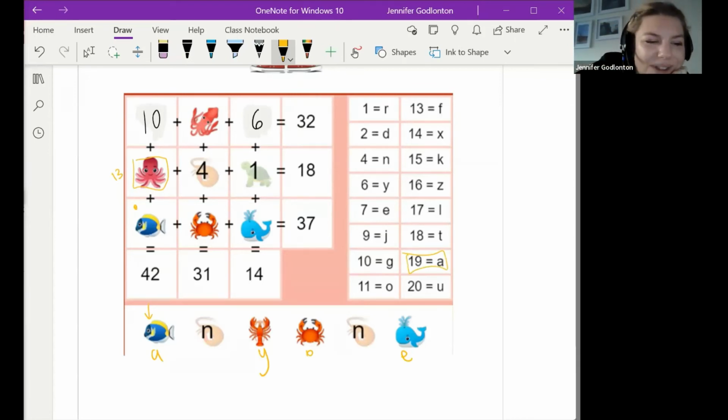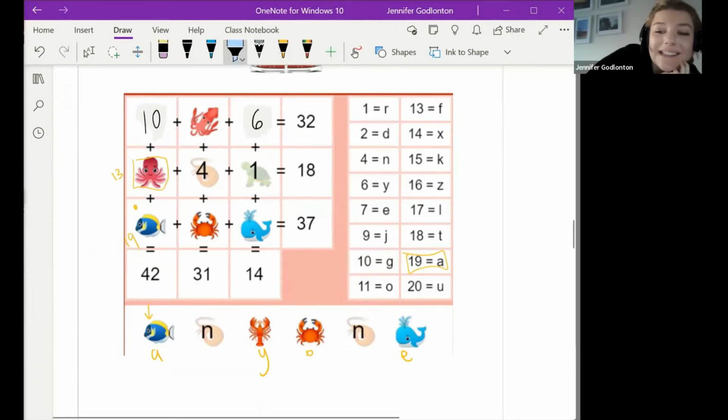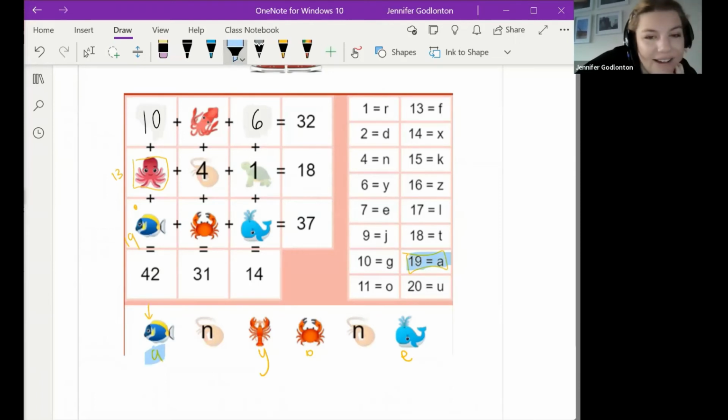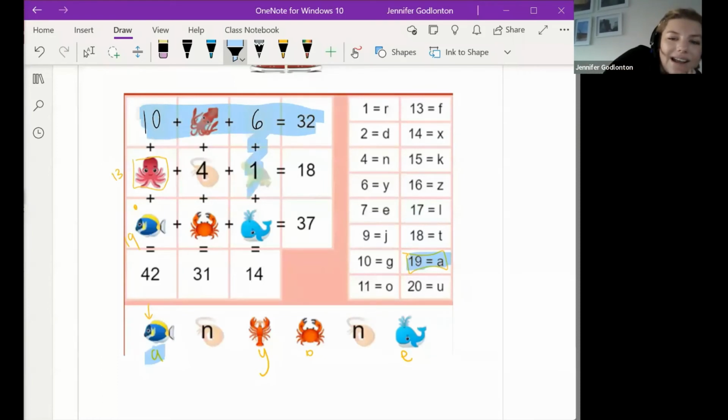Okay, so if this one was 13, you see you were trying to get to 42 over here. So you would say 42 minus 13 minus 10, and that gives you 19. And if you know that that's 19, then you know that that's A. And then you can work out the next ones. Like you can work out this line, and you can work out this line. You get all of your different animals, and you get your numbers.